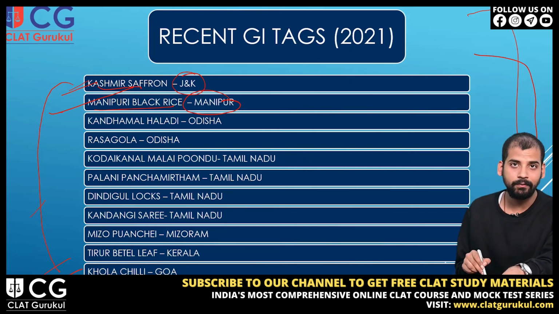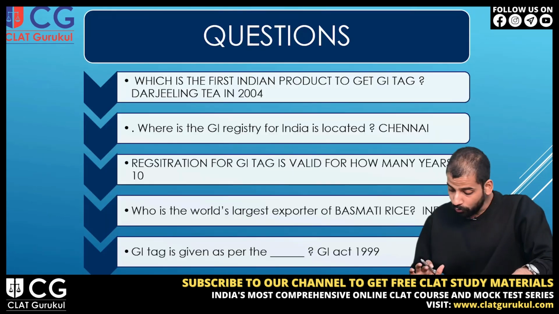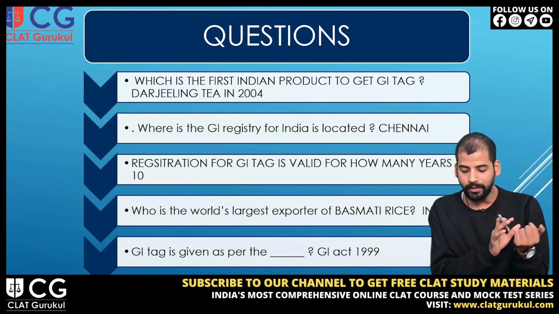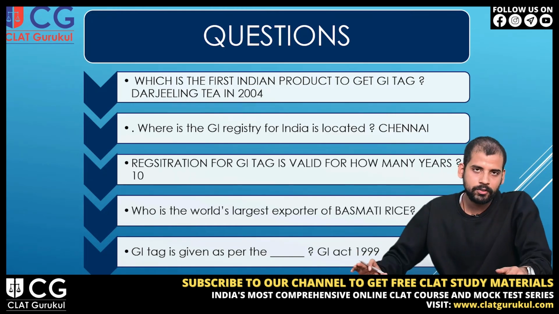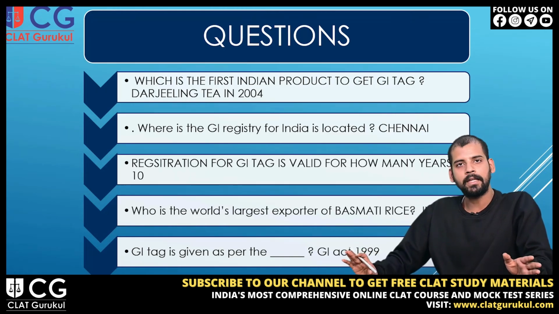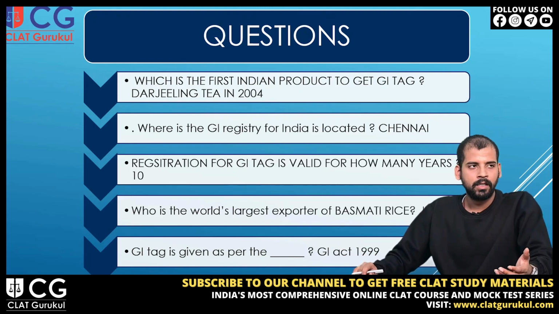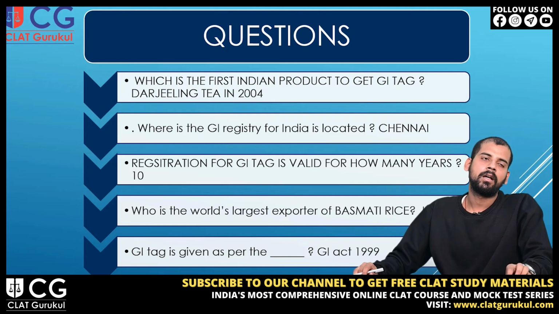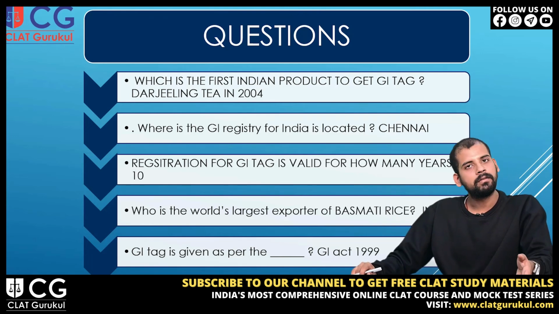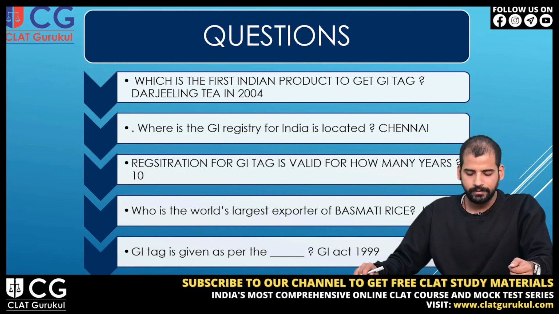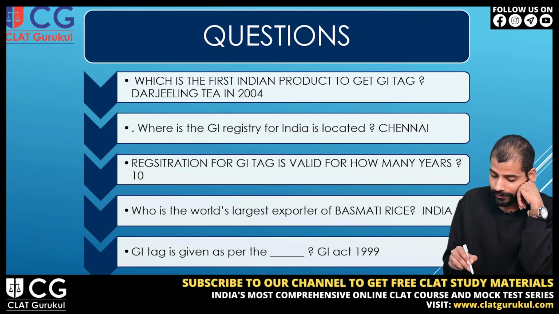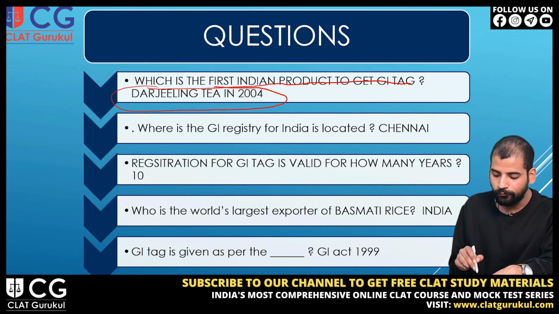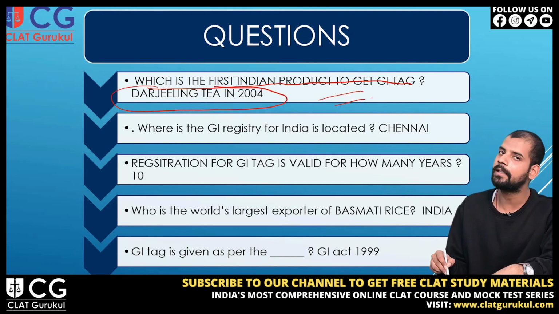in 2021. So now I have some questions related to the topic. First, there are 5 questions which I think are very factual and maybe relevant, if not to CLAT, then to your AILET, NLUD and BLAT examination, and also Symbiosis and all. So which is the first Indian product to get GI tag? Darjeeling tea in 2004 is the first Indian product to get the GI tag.